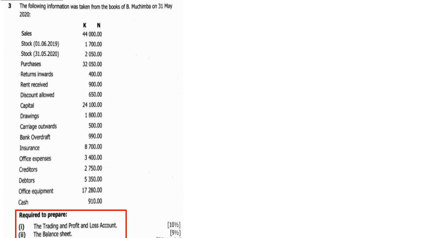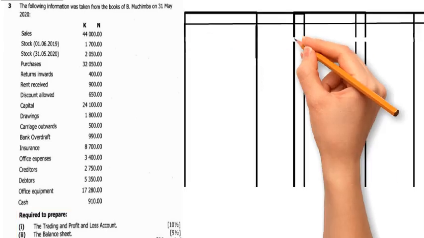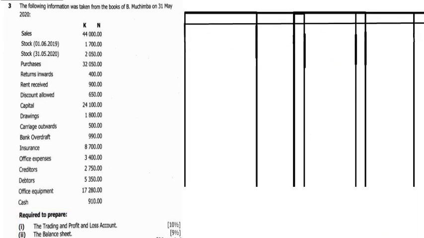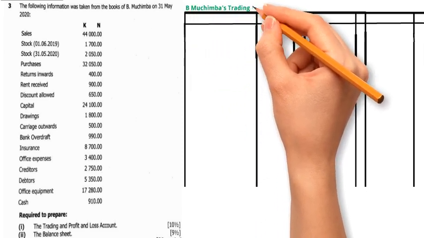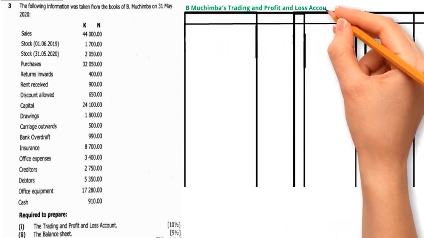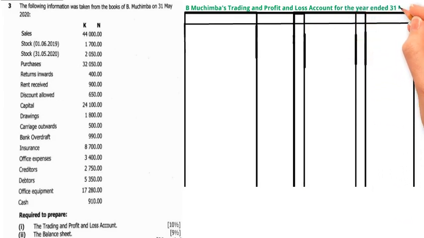So the first thing we're going to do is, let's start with the trading and profit and loss account. Okay, so what I'm going to do is I'm going to bring out the frame, this frame here. Now before I start entering the records, first I need to write the title of my account, which is B. Muchimba's Trading and Profit and Loss Account for the year ended 31st May 2020.